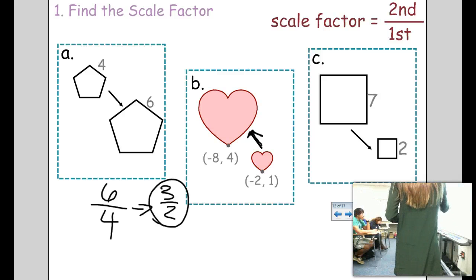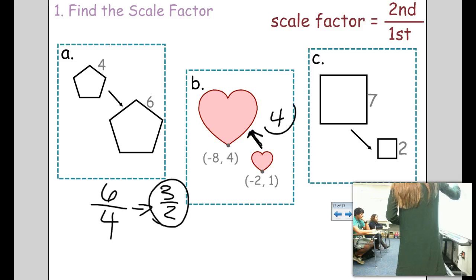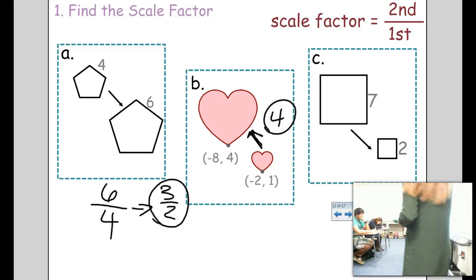All right, so do 4 divided by 1. What do you get? 4. Do negative 8 divided by negative 2. What do you get? 4. What is the scale factor? 4. That means this heart is 4 times bigger than that heart. You divide. Second over first.